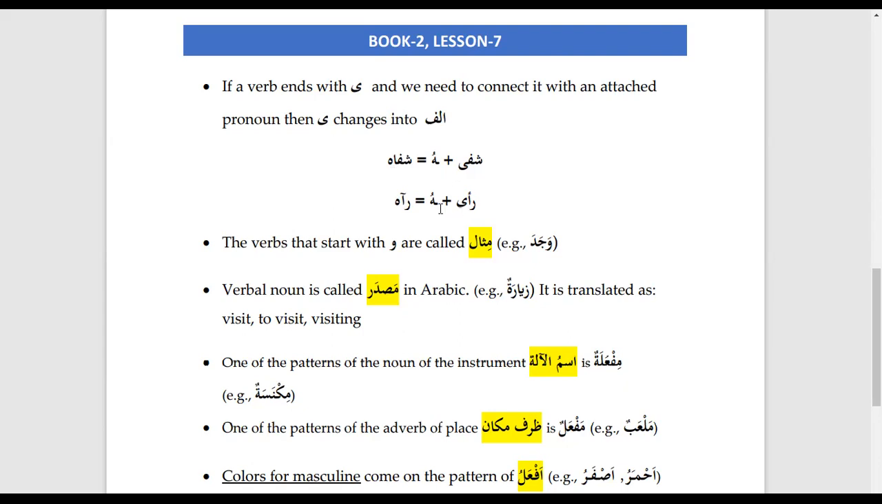Similarly, ra'a plus hu. Now we can see that in ra'a there is already a hamza, and we know that ya also changes into alif. So when we have hamza and alif together, they change into, what do we call that? Mad, or the basic mad. So it will be ra'ahu.